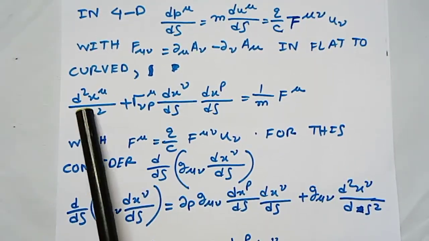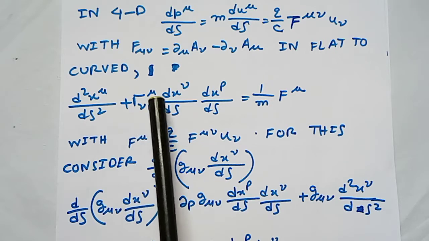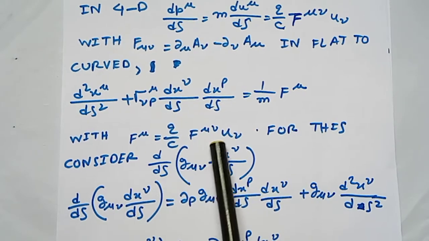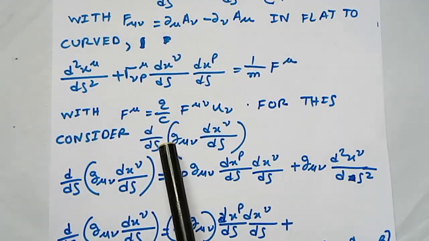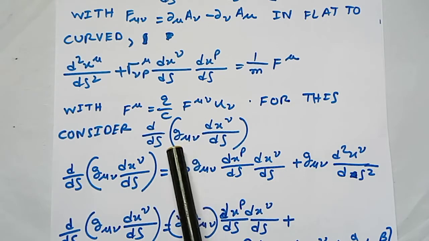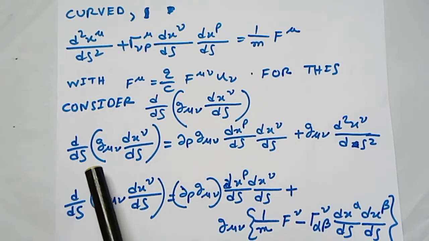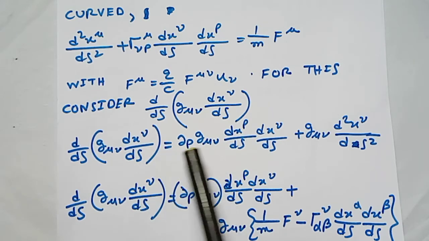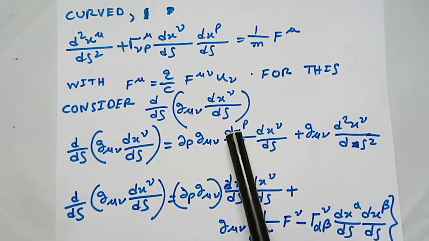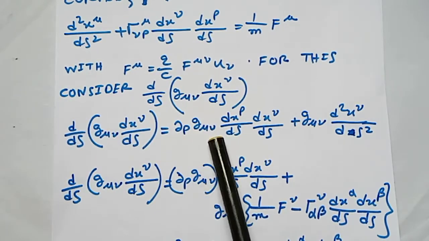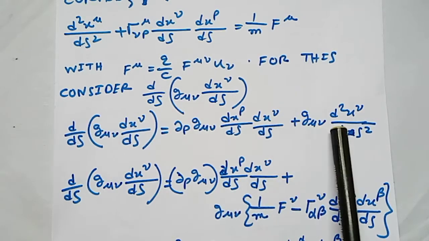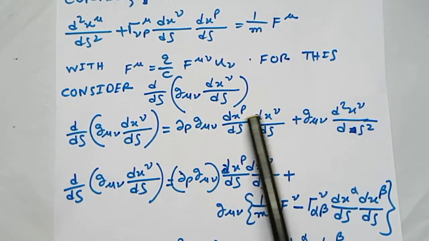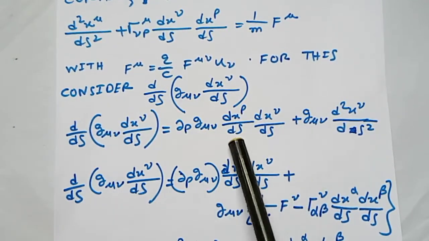This is the flat space time equation, and this is the curved space time equation: d²x^μ/ds² + Γ^μ_νρ (dx^ν/ds)(dx^ρ/ds) = (1/m) f^μ, where f^μ = (q/c) F^μν u_ν. For this, consider now d/ds of g_μν dx^ν/ds. We have d/ds (g_μν dx^ν/ds) equal to ∂_ρ g_μν. First we take the derivative of this term, and then we have ∂_ρ g_μν (dx^ρ/ds)(dx^ν/ds) plus g_μν d²x^ν/ds².